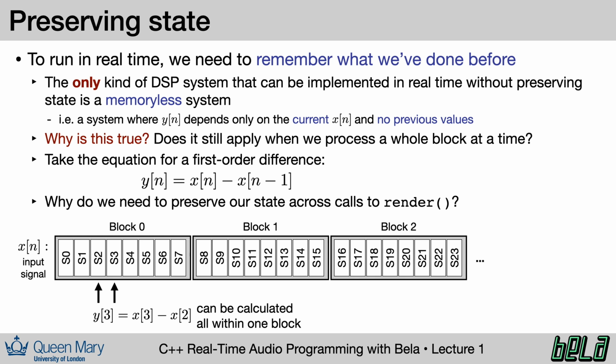Well, the counterexample is something like this. y[16] is equal to x[16] minus x[15]. The problem that we have here is that x[15] was in the previous call to render, and if we didn't bother to save it, it's gone and we're never getting it back. So what we can see here is that even the simplest of DSP systems, unless they're completely memoryless, are always going to need some kind of state that is recalled from one call to render to the next, and that's what we use the global variables for.